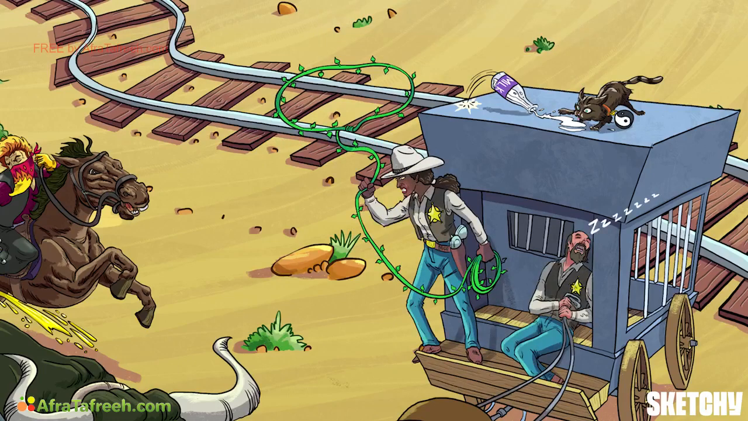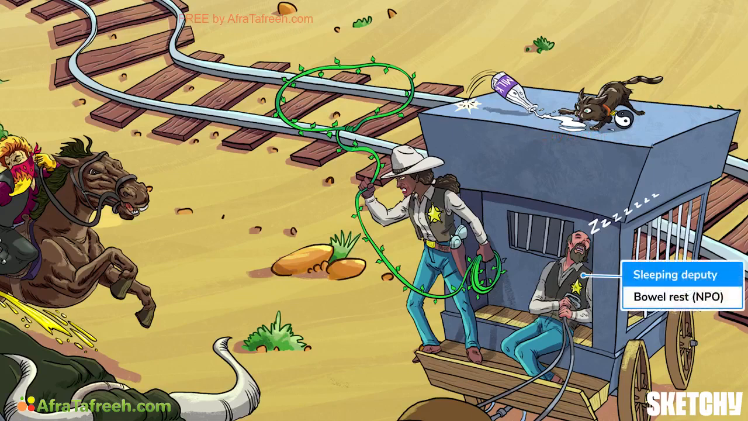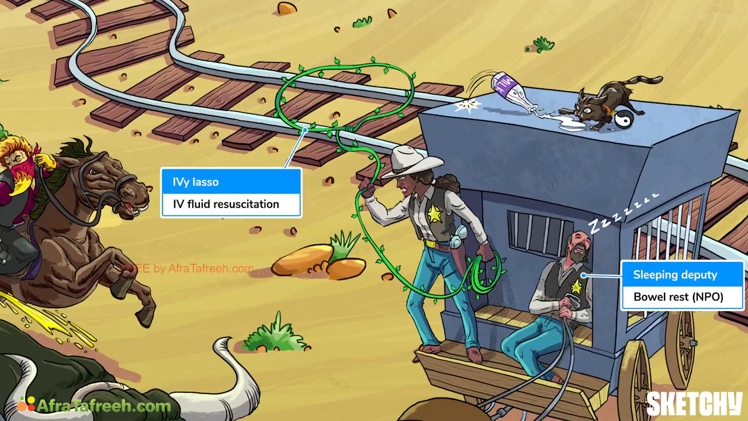Ah, it's the sheriff and deputy on their way to save our lard-toting wagon, because the people need their buttermilk biscuits. But also to give us the first step in management of these patients. The clearly overworked, or underworked, deputy taking a snooze, and our sheriff's lasso of ivy should respectively remind you to put the patient on bowel rest, meaning NPO, and start them on IV fluids to resuscitate and replace fluids from third spacing and the GI losses.